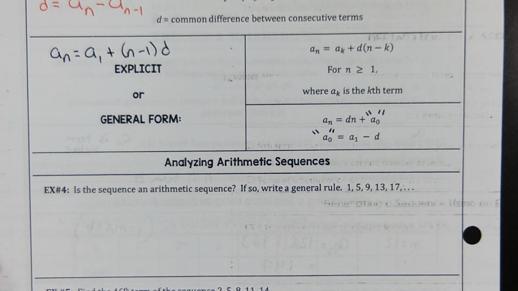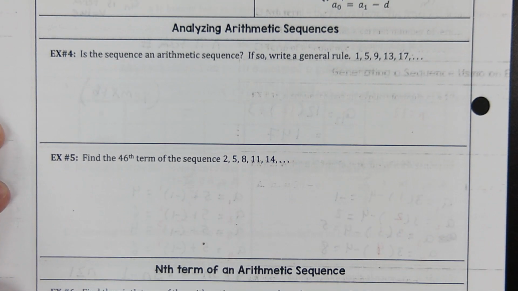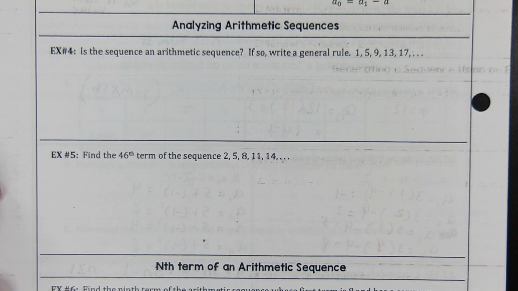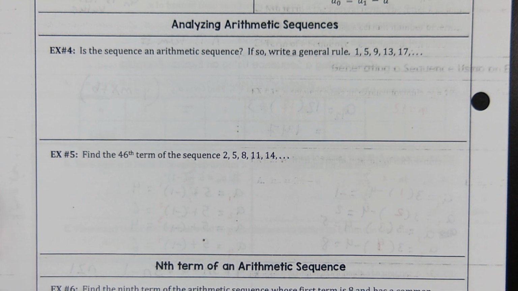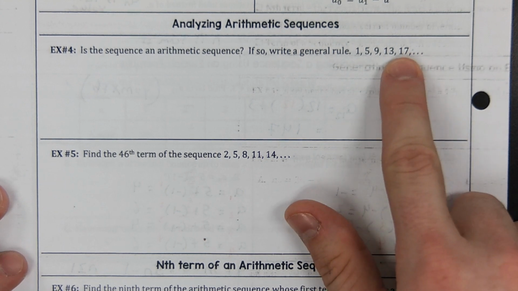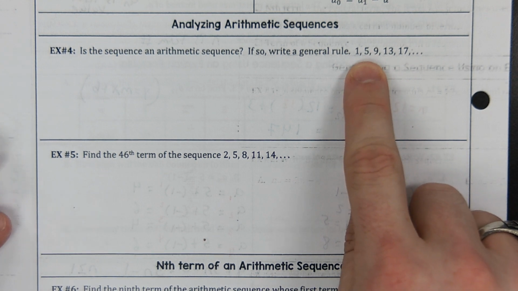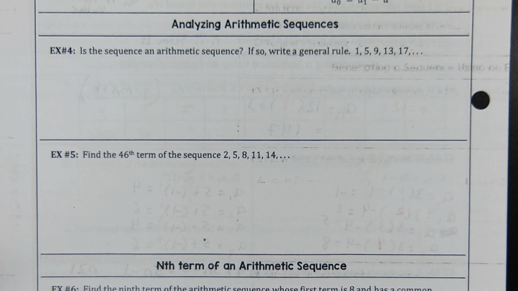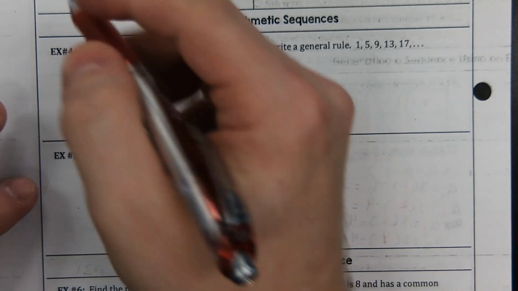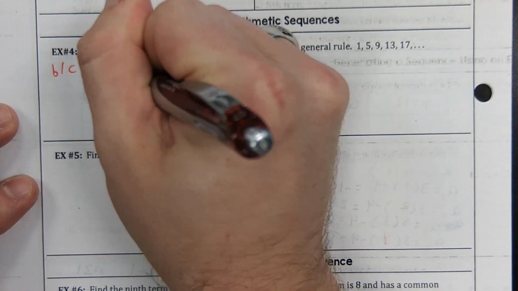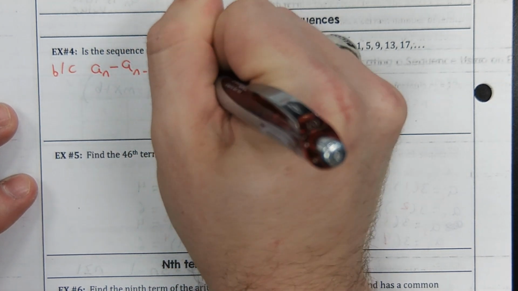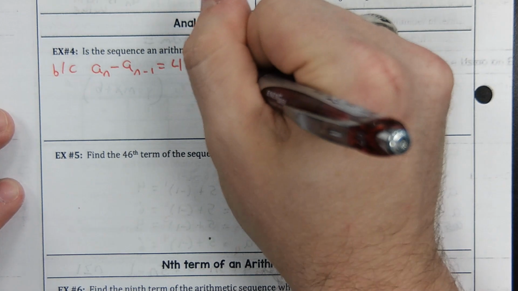All right. It says, is this sequence arithmetic? And if it is, write a general rule. Well, the only way that we can recognize an arithmetic sequence is if we have a common difference: no matter what term we go to, and we subtract the one before it, we get the exact same number every time. So technically, we go 17 minus 13 is 4, 13 minus 9 is 4, 9 minus 5 is 4, and 5 minus 1 is 4. Because any term minus the term before it equals 4, arithmetic.